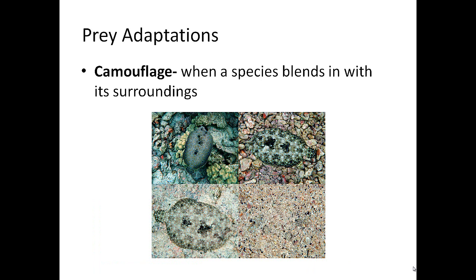Prey have many adaptations to increase their survival. One thing is camouflage or blending in. So the flounder is in all four pictures. The fourth one at the bottom right, it's kind of hard to see it because it does a really good job of blending in.